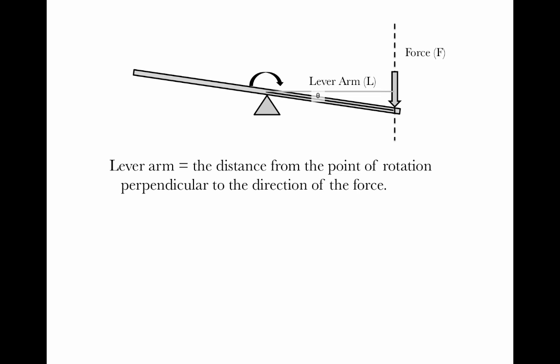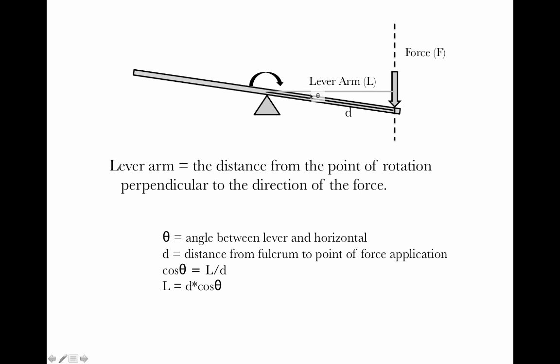If theta is the angle between the lever and this line perpendicular to the direction of the force, and d is just the straight distance along the lever from the point of application of the force to the fulcrum, we can just use the cosine of this angle. D is the hypotenuse of our right triangle. The right angle is here between the lever arm and the direction of force. So we've got adjacent over hypotenuse. If you remember your trigonometry, L over D is going to be the cosine of theta, so the lever arm is going to be D cosine theta. Remember, cosine theta is always less than 1, so this lever arm is always going to be a little bit less than that distance if there's any angle here.